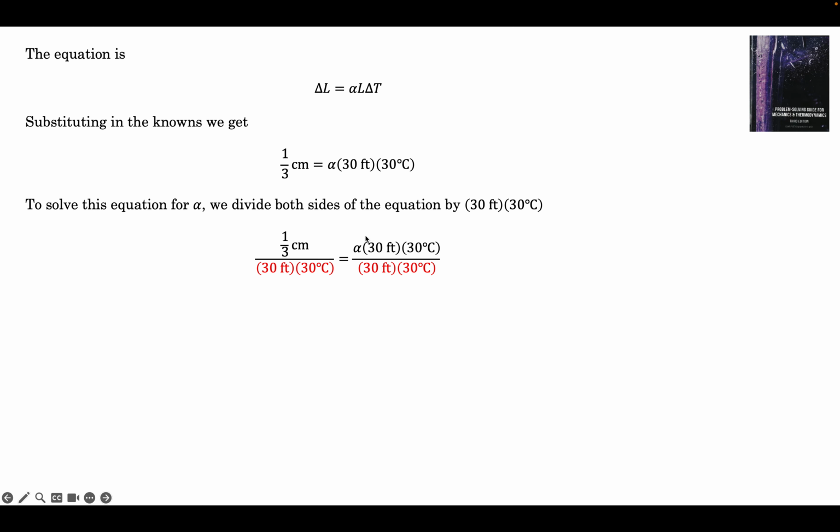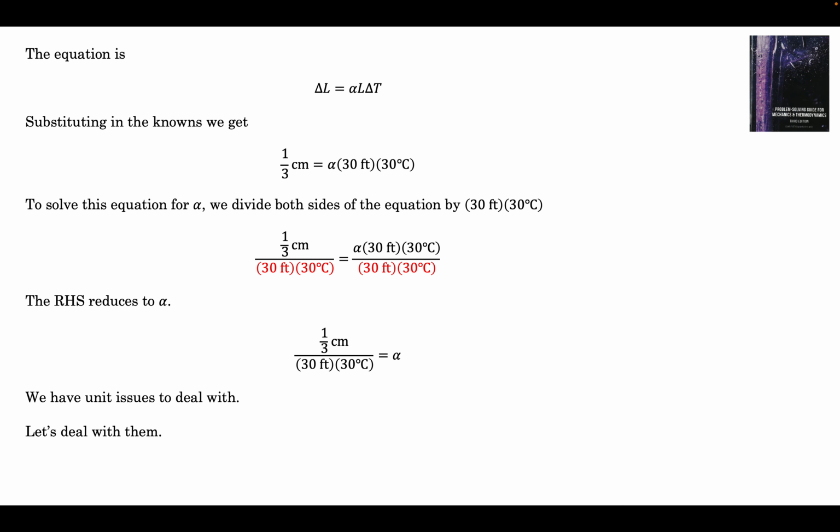The right-hand side has only alpha, which was our goal, which is why we divided by 30 feet times 30 degrees Celsius. Now we have this. And you may have noticed we have units problems. We have a centimeter in the top, we have feet in the bottom. We want those to be the same. So we have unit issues to deal with, and let's deal with them.